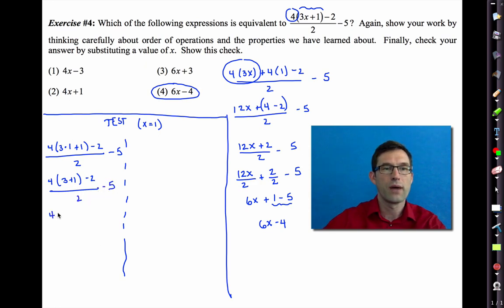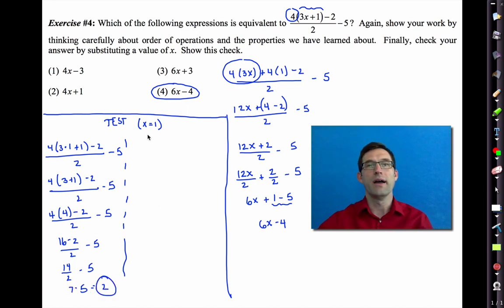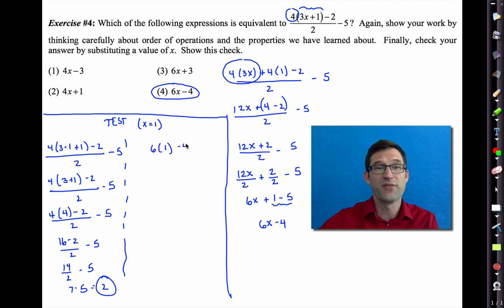Wow, a lot of calculations here. The more you do these in your head, the better you'll become at math. 4 times 4 is 16, minus 2, divided by 2 minus 5. I'm running out of room. 14 divided by 2 minus 5. 7 minus 5 gives me 2. Oh my. Okay, let's try it in this one, much shorter. 6 times 1 minus 4. So now we're just testing this one. That's 6 minus 4, and that gives me 2. Yay!